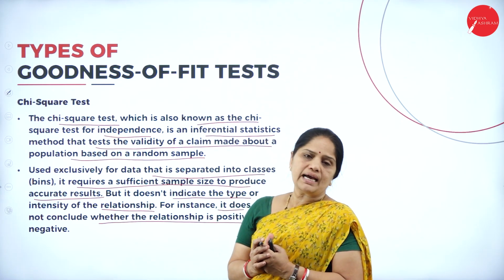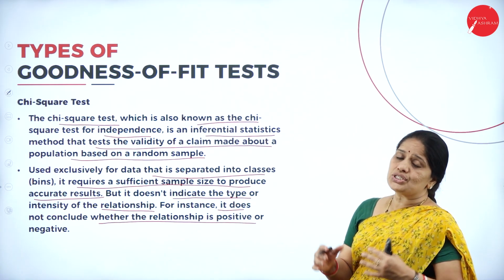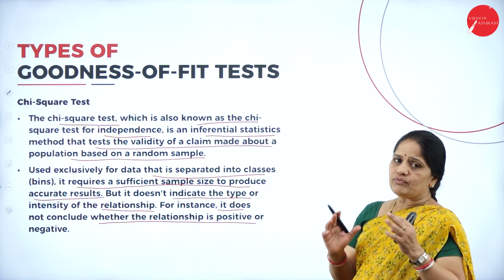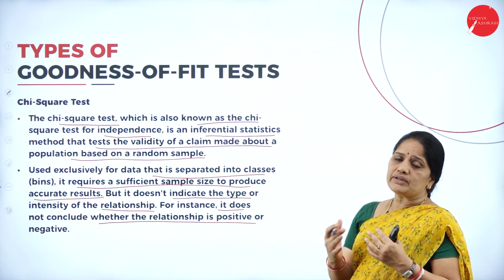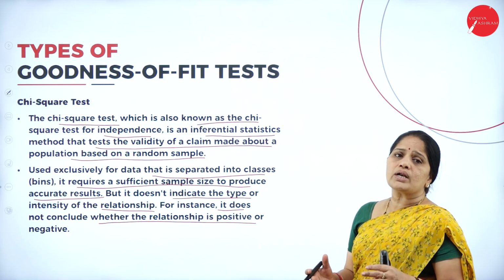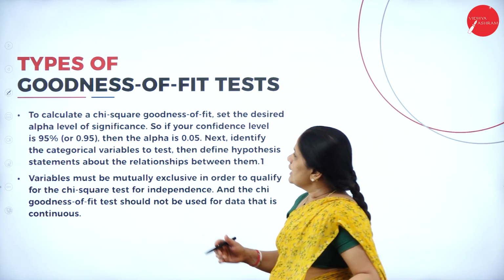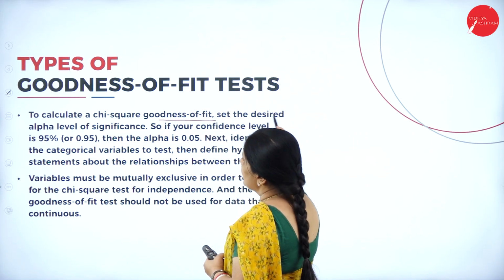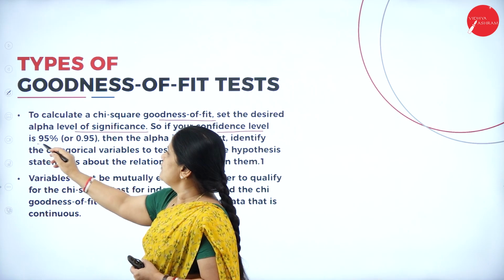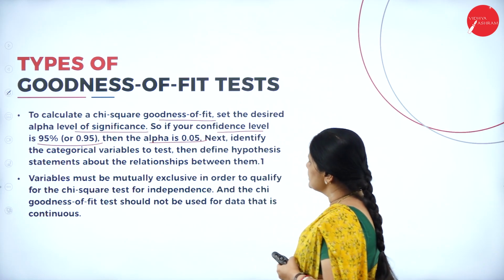With the help of the chi-square test, we will be able to establish that there exists a relationship between the two variables, but it does not tell us about the intensity. What is the amount of relationship? It will not tell whether there is a positive or a negative correlation existing between the variables. Then, next is to calculate the chi-square goodness of fit: set the desired alpha level of significance. So, if your confidence level is 95% or 0.95, then the alpha is 0.05.